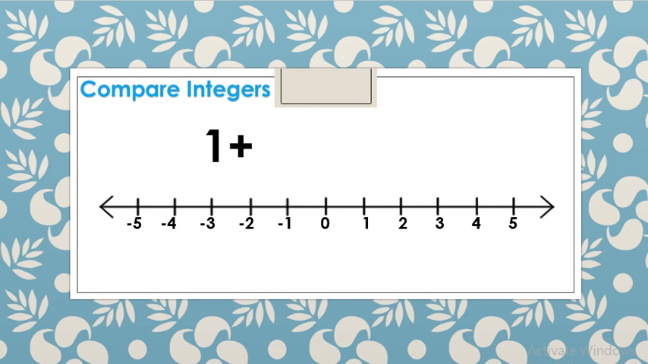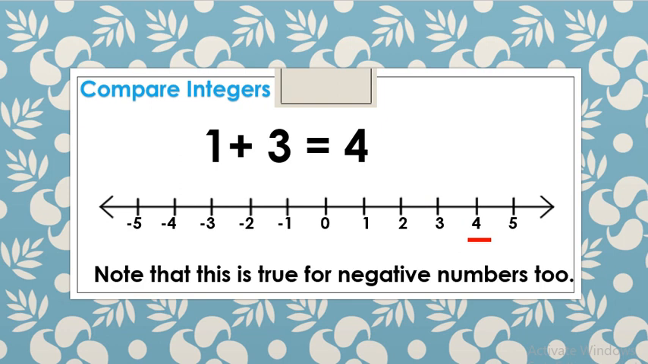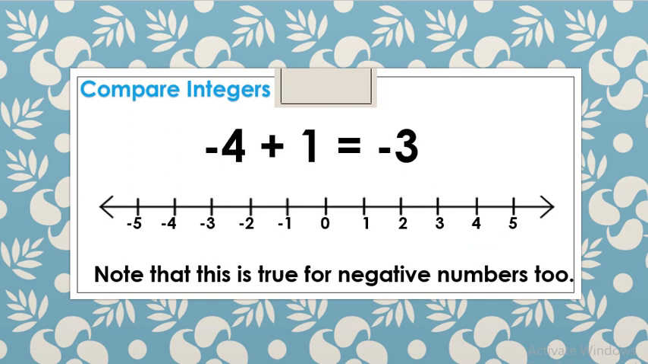Now, you know that if we add 1 to any number on the number line, let's take the example of 3, you get the next number on the right as the answer. The next number on the right is 4. So, this is true for negative numbers too. In case of negative numbers, here you can see minus 4 and we are adding 1 to it. The number which is to the right of minus 4, that is minus 3, is the answer. So for negative numbers also, the rule remains the same.